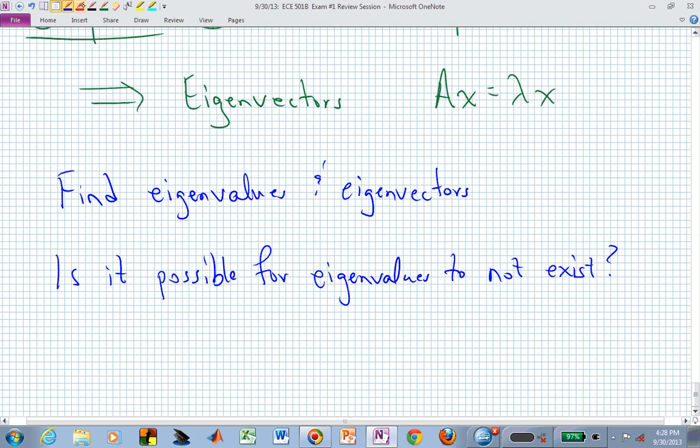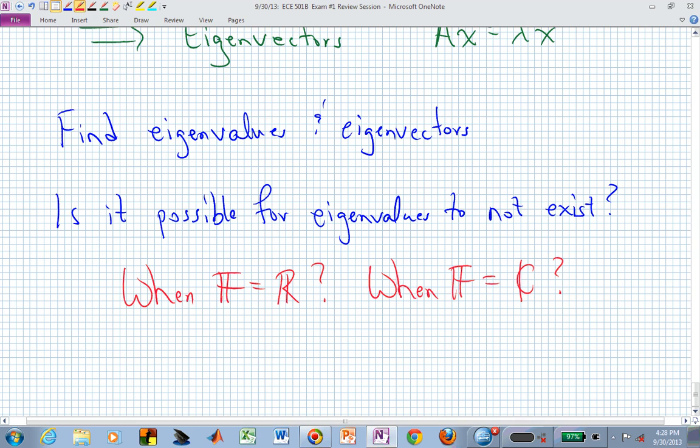And in particular, what you'll want to be able to do is look at when your field of numbers is equal to the real line, or when your field of numbers is this complex field. And you're pulling now your coordinates and your scalars from either R or C. That has a big influence on whether or not you do or do not have eigenvalues for specific matrices or linear maps.